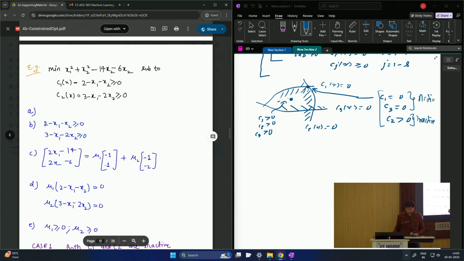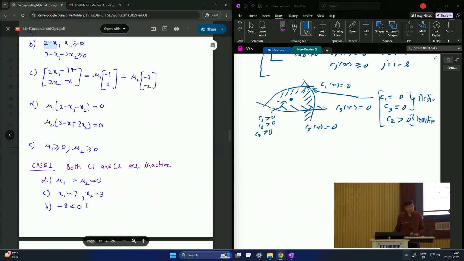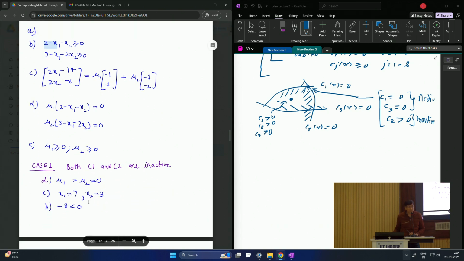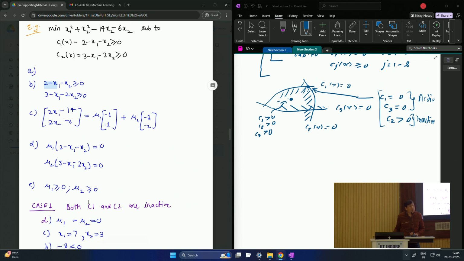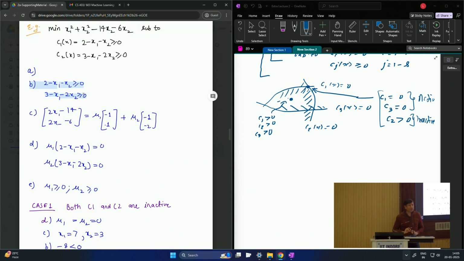So you'll substitute in the first: 2 minus 7 minus 3. That is minus 8. Is minus 8 greater than equal to 0? No, it is less than 0. Which means the point, although you have found it, it's not a feasible point. It is satisfying the non-negativity, that's not a problem, but it's not satisfying the B condition. So hence this case fails.